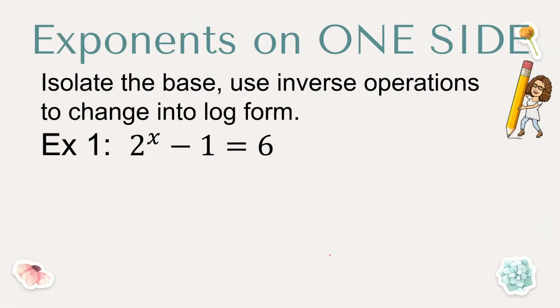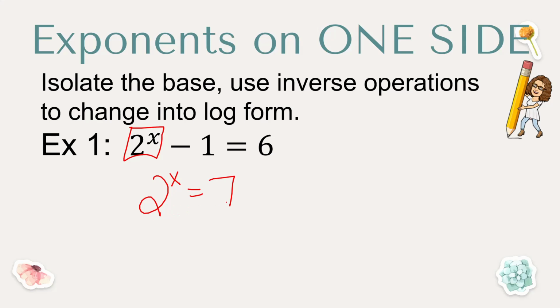So if I have exponents only on one side and I cannot make a common base, what we're going to do is isolate the base and use inverse operations to change into log form. So first thing, I've got to get 2 to the x alone. So this guy's got to be alone first. So we're going to add the 1. So I'm going to get 2 to the x equals 7.